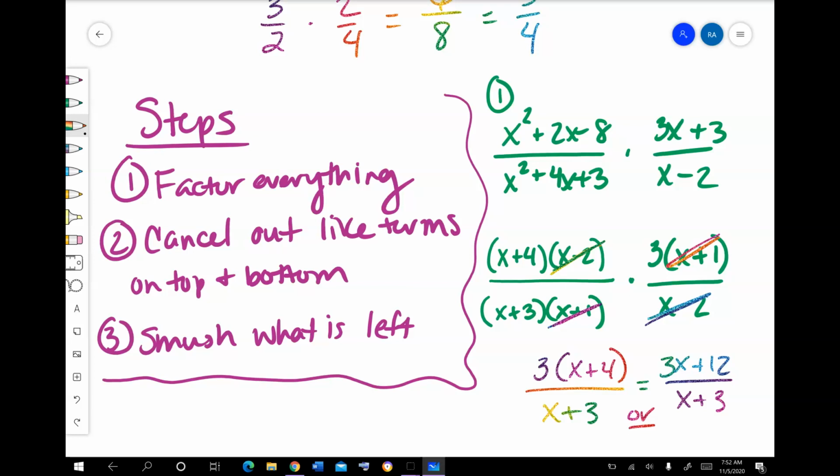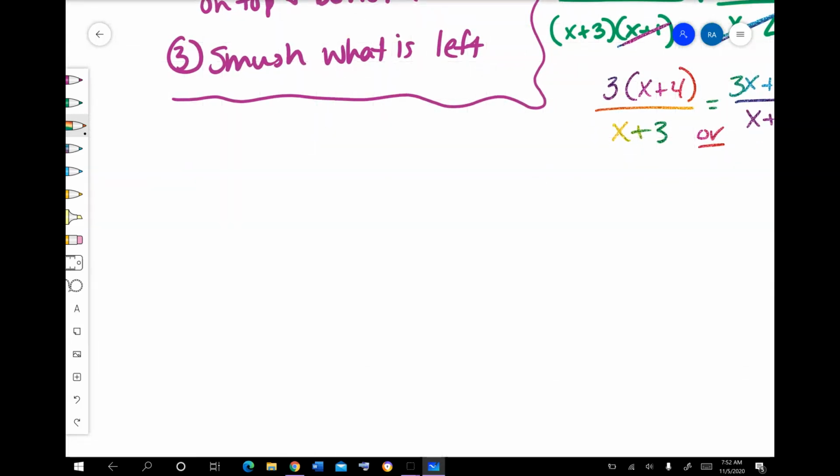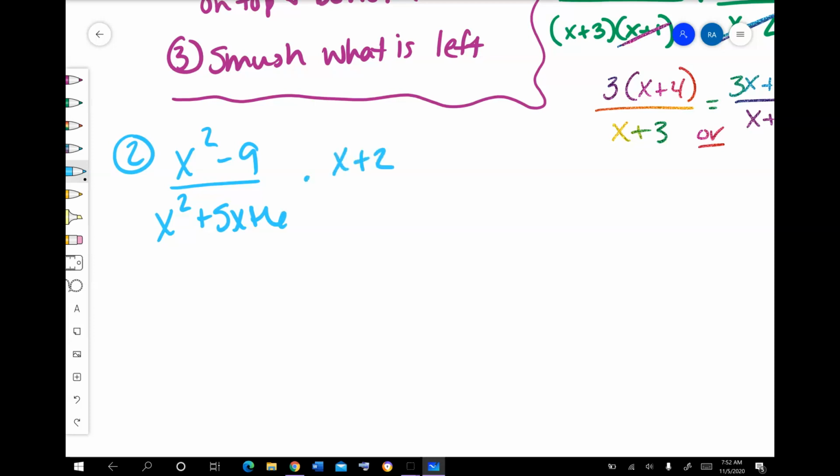Okay? All right. Let's do another one of multiplying. So it's the same as simplifying that we did yesterday, except I'm adding one more rational expression to it that you have to simplify. Okay? All right. Number 2. This is going to be x squared minus 9 over x squared plus 5x plus 6 times x plus 2 over 3x minus 9.